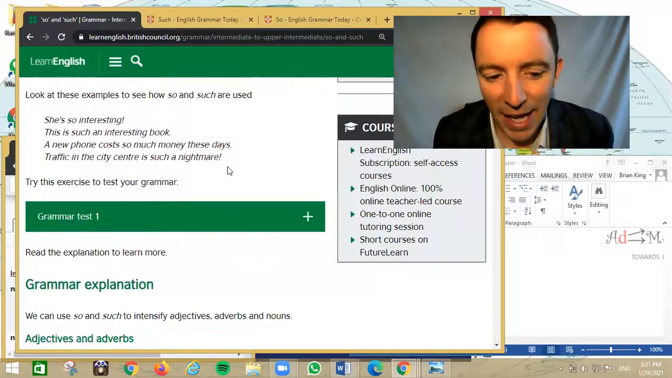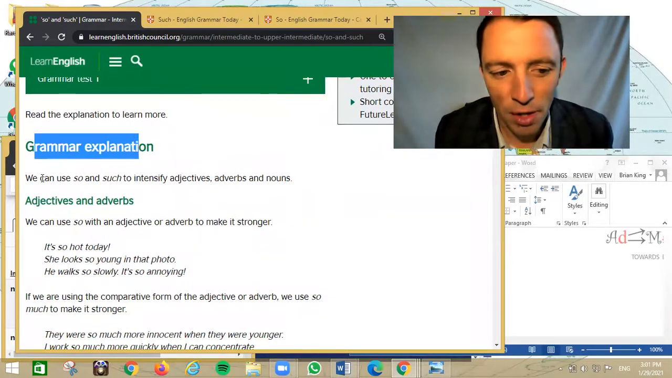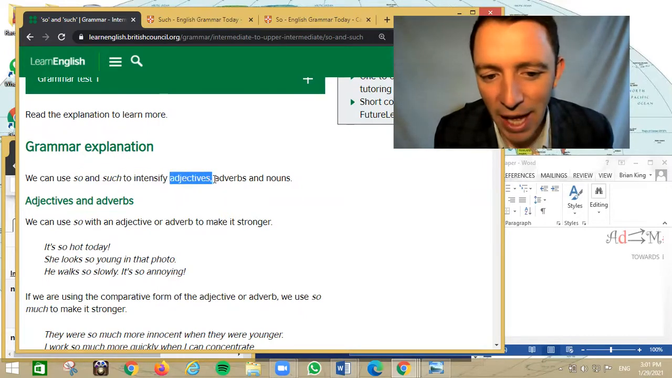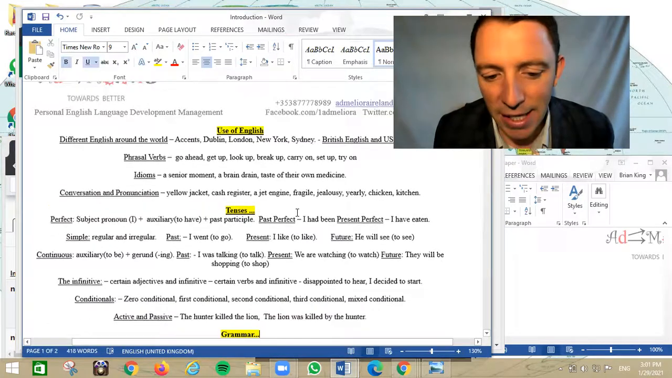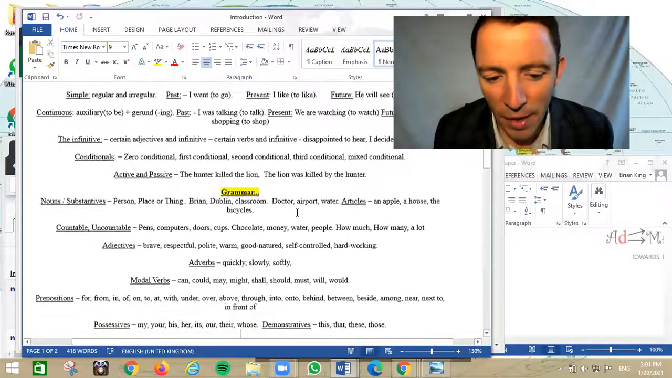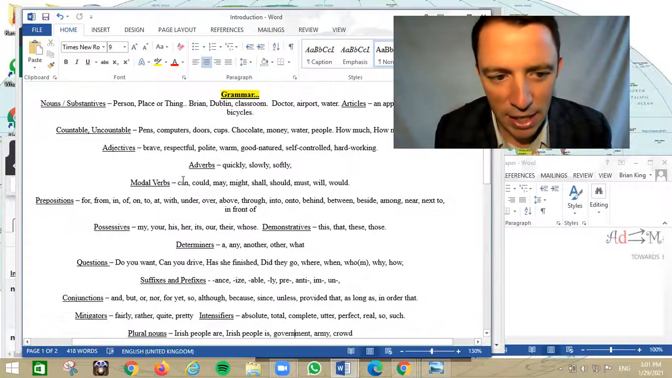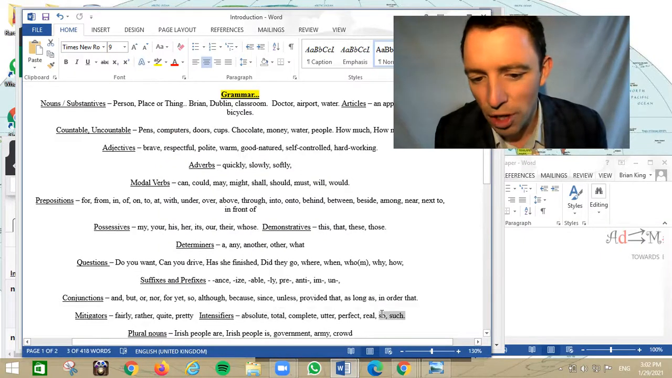So that's the basic little explanation, but here is the official grammar explanation from the British Council. We can use so and such to intensify adjectives, adverbs, and nouns. And you remember my list. At the beginning, this list is very important. The adjective, the adverb, and the noun are in the grammar section here, and it is important for sure. And here is the substantive, the adjective, the adverb, and also at the bottom we have the intensifiers, so and such.